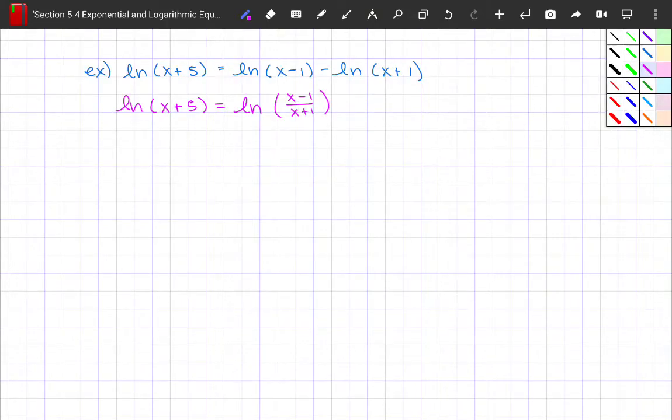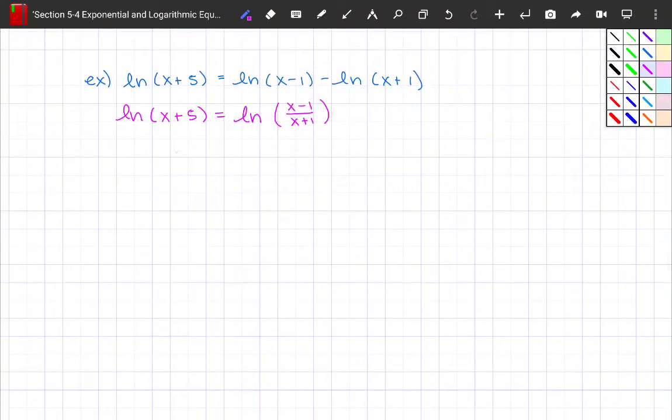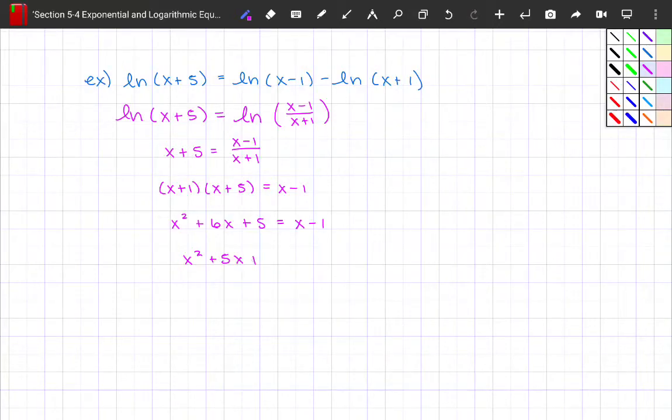And now we have natural log of something equals natural log of something. Oop, those somethings must be equal. So x plus 5 equals x minus 1 over x plus 1. And now we solve it. To do this one, I'm going to multiply both sides by the denominator, x plus 1. So that's going to turn it into this. We will multiply out x plus 1 times x plus 5. We get x squared plus 6x plus 5 equals x minus 1. Let's make it equal 0. So subtract x and add 1.